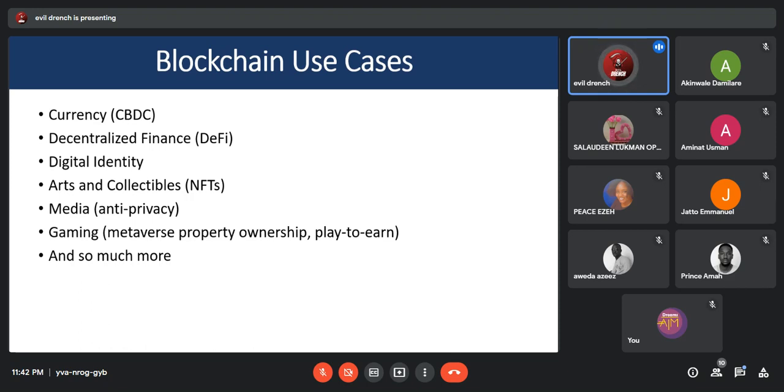Blockchain has also helped us in gaming. Everybody knows about the metaverse now. Everybody is buying properties in the metaverse. I'm sure a few people here actually own property in the metaverse. I know of a few among us who do. And there is so much more. The use cases of blockchain are so many that we can't cover them in just one class.